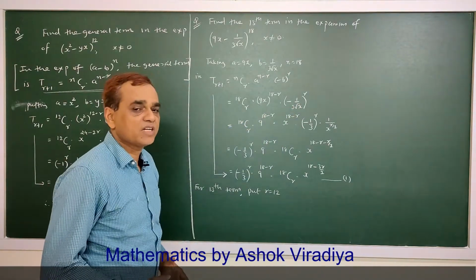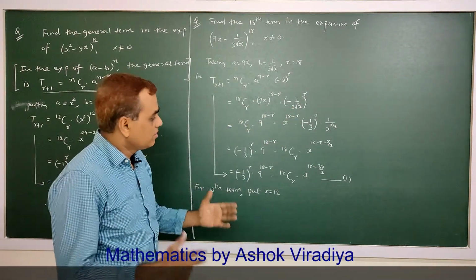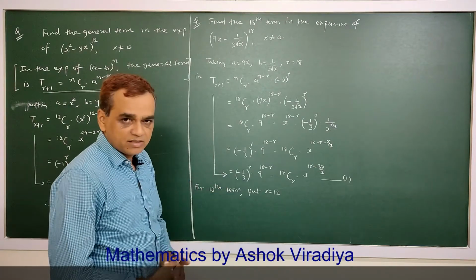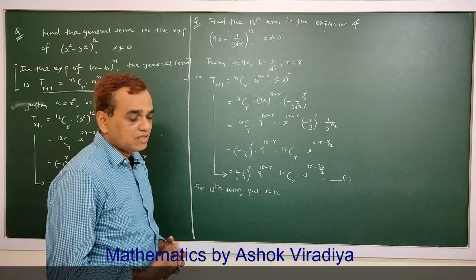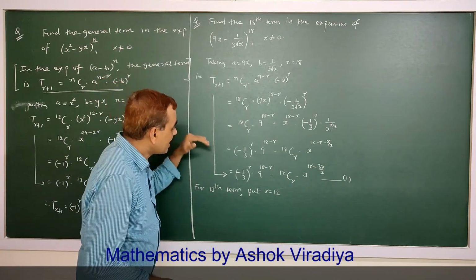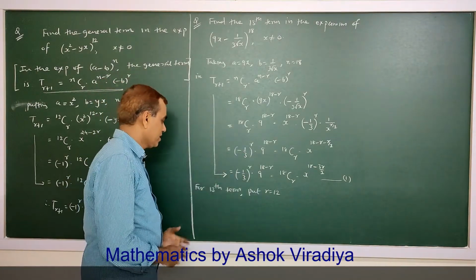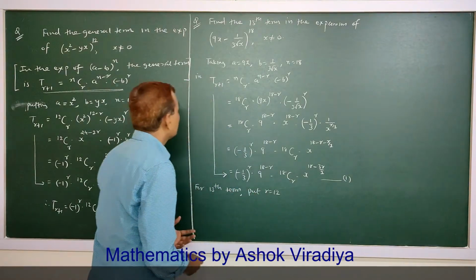But in this question I want to show some extra part, extra questions in the same question. So that's why first of all I have found the general term. So for the 13th term, put r equal to 12.